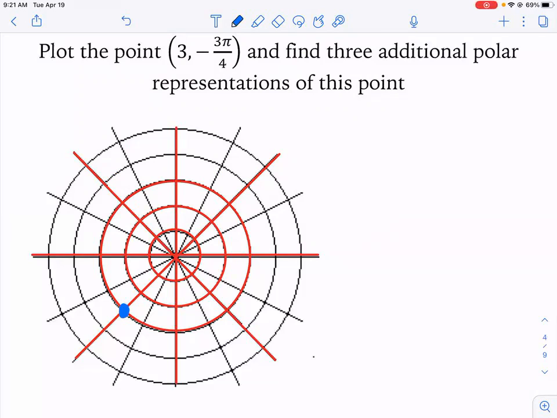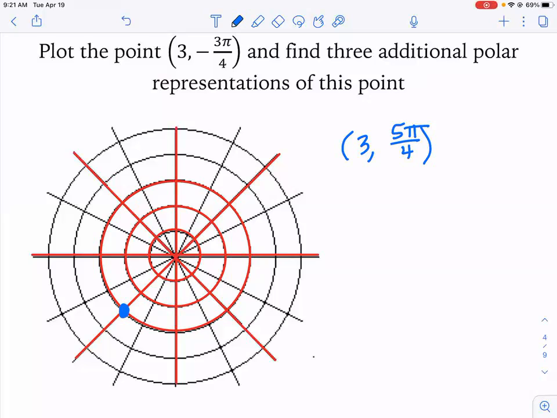Now, if we keep our angles between -2 pi and +2 pi, there are 4 ways to name an angle or a coordinate. Okay, so here's one way, 3, -3 pi over 4, but there's 3 other ways that we can name it. Okay, instead of calling that angle -3 pi over 4, what would be the positive angle that we could rotate to get there? Okay, so we could call this 3, 5 pi over 4. Okay.